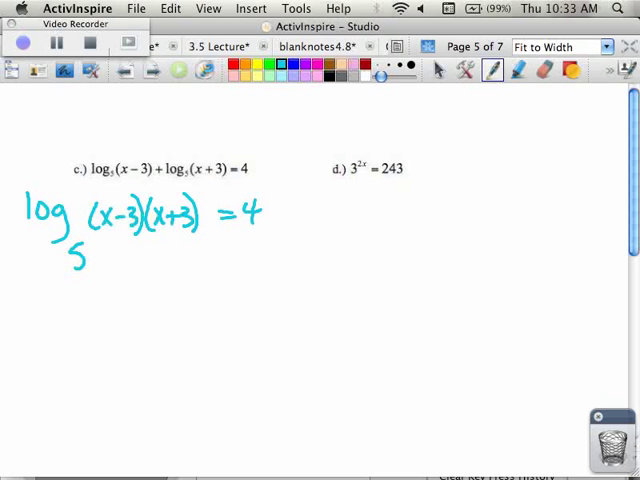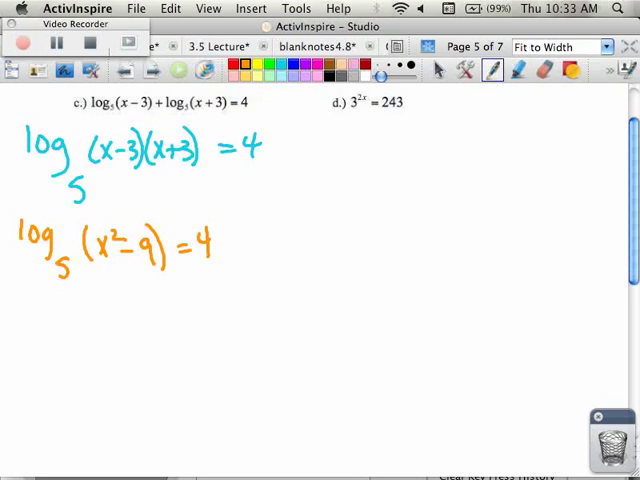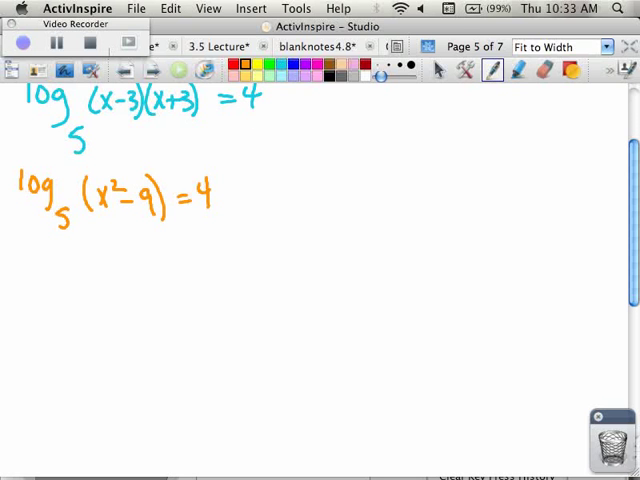Next, I'm going to simplify this just a little bit. So now instead of writing it that way, I'm going to write it as the log base 5 of x squared minus 9 equals 4. What did I just do? I FOILed. You a king. Yes. I did. Oh, look, it's a log. I have no idea what to do. I think I'm going to change it to Ben.